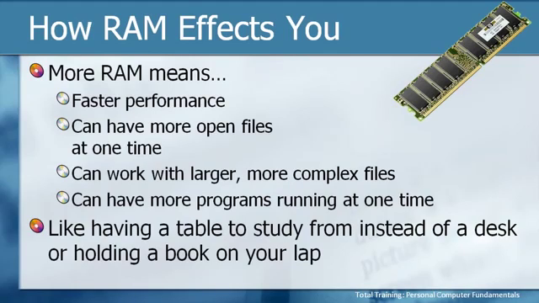Well, let's talk about this for just a second. You get faster performance because instead of having to feed the computer one instruction at a time, the RAM can hold multiple instructions, so the computer can simply access it faster. Likewise, that's why you can have more than one file open at a time, and they can be very complex files because that can be held in temporary memory.